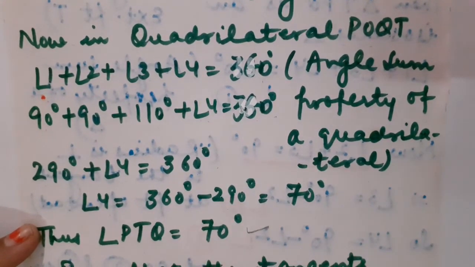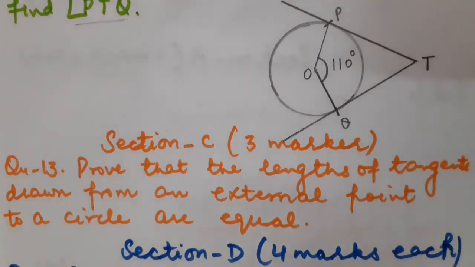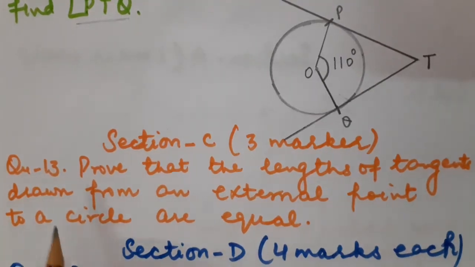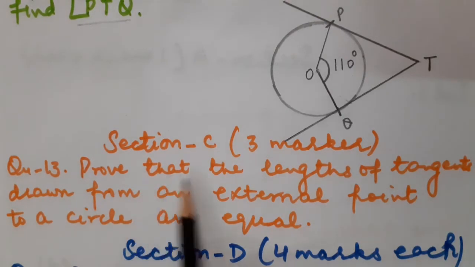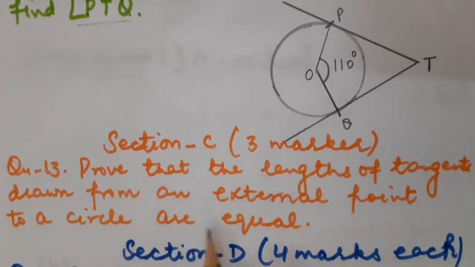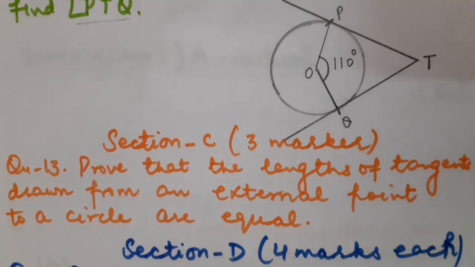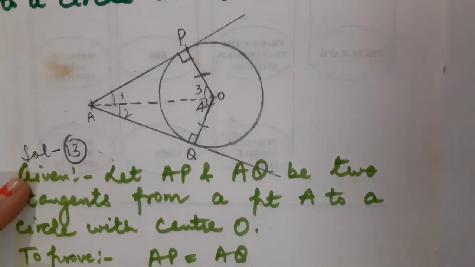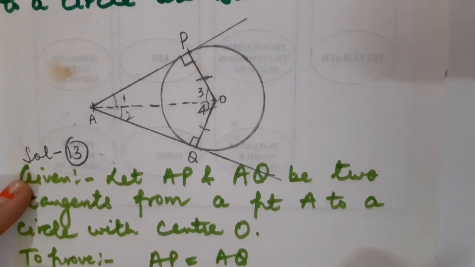Got it, children? Now children, let us switch to 3 marker questions. Question number 13. Prove that the length of the tangents drawn from an external point to a circle are equal. What is this actually? This is theorem 10.2 which you have to prove. Fine, children? So here is the diagram of question number 13.